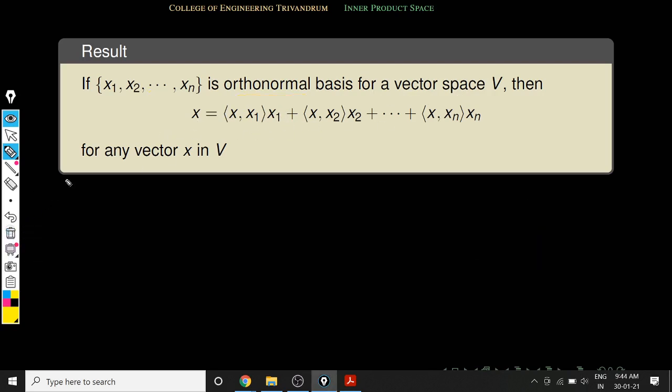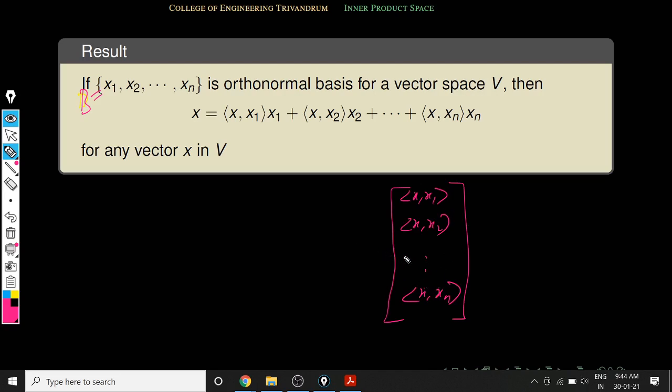So, what about these things? Let this set be B. Take this set as B. What about this vector: inner product of x and x1, inner product of x and x2, etc., up to x and xn? What is the name of this particular matrix? Coordinate. Yes, this is exactly the coordinate of x with respect to B.